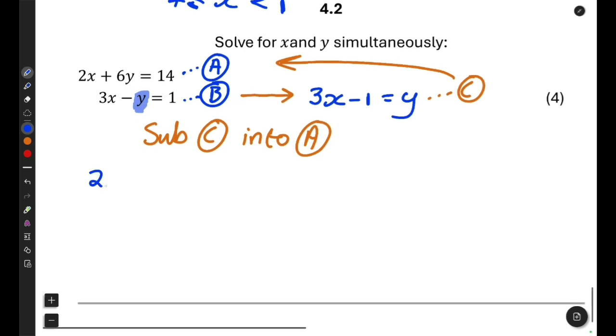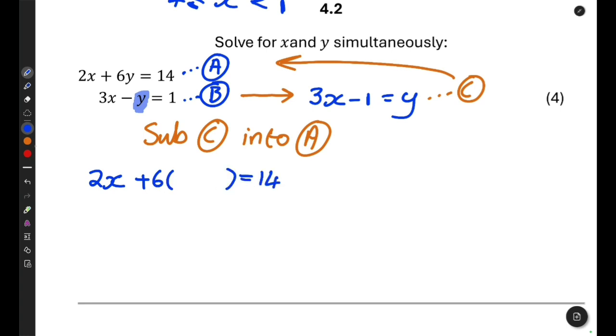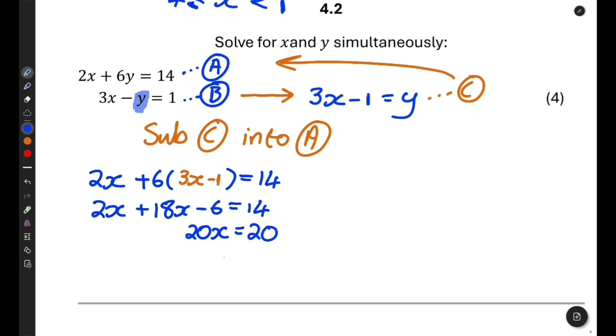So I'm going to write 2x plus 6, I'm going to leave a little space, equals 14. Now I'm going to sub in 3x minus 1 into the place of y. If I now solve this question, so 2x plus 18x minus 6 is equal to 14. You will notice earlier I said if there's x squareds and x's, I'm going to get everything on one side. This is not one of those cases. So I am going to get the x's on the left. So 2 plus 18 gives me 20. And I'm going to get the numbers on the right. So 14 plus 6 gives me 20. That tells me x is equal to 1.